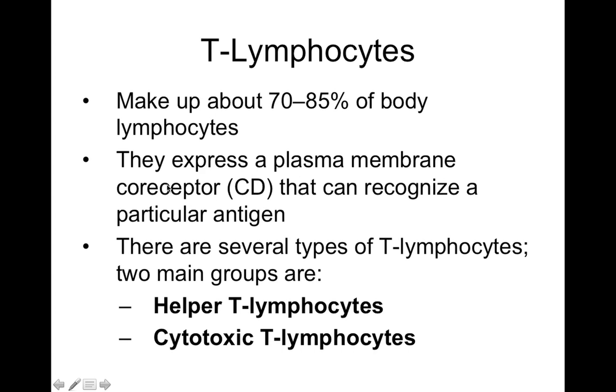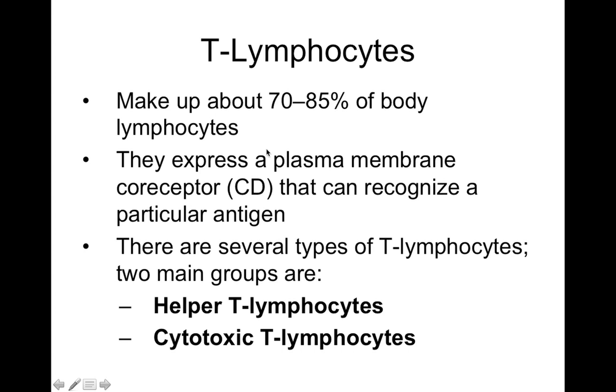And they express these co-receptors called CD receptors. And these CD receptors can help recognize a particular antigen. Can you guys give me an example of an antigen? Blood type. Yeah, blood type. So what's an antigen blood type? Yeah, A antigen or B antigen or D or RH. Good. So are you going to make antibodies? Are you going to fight antigens that your body normally makes itself? No, not under normal circumstances.